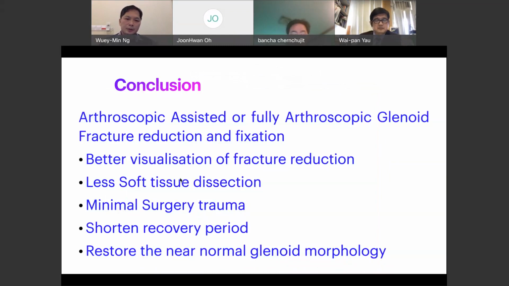In conclusion, arthroscopy-assisted or fully arthroscopic surgery for fracture reduction and fixation of glenoid rim fracture is advantageous, because we can have better visualization of the fracture reduction. Importantly, there is less soft tissue dissection, minimal surgical trauma, and the recovery will be faster. We are also now very clear that the evidence shows we can restore the glenoid to its normal morphology, meaning correcting the bone loss. Sometimes we have glenoid hypertrophy as well.